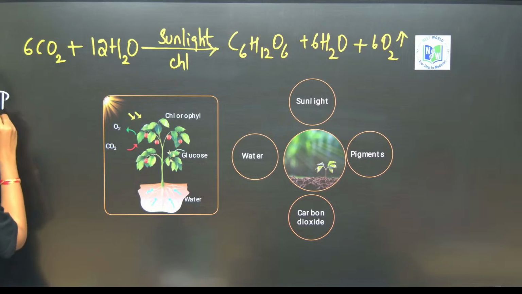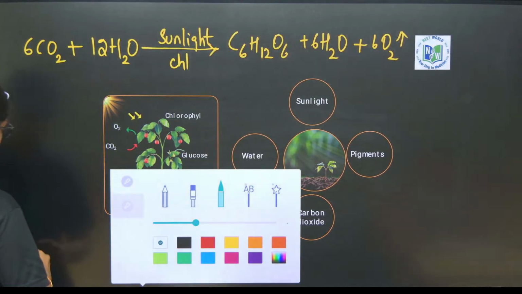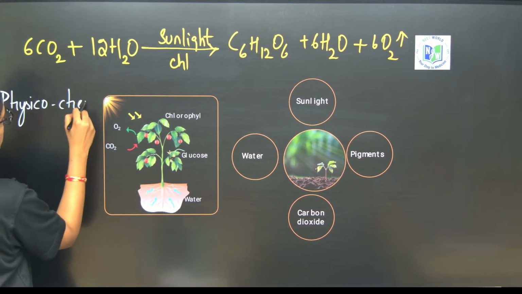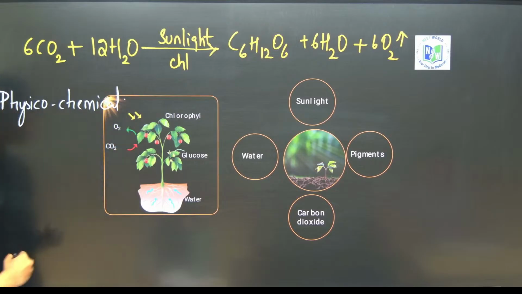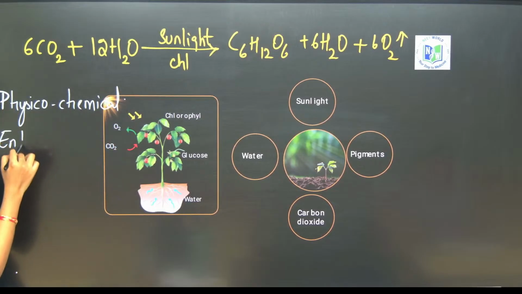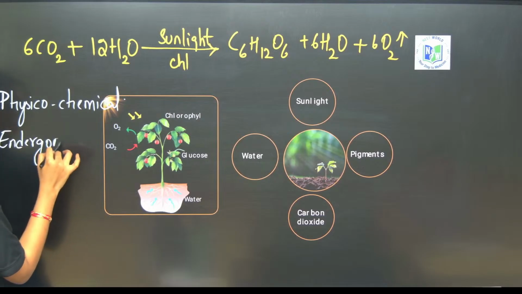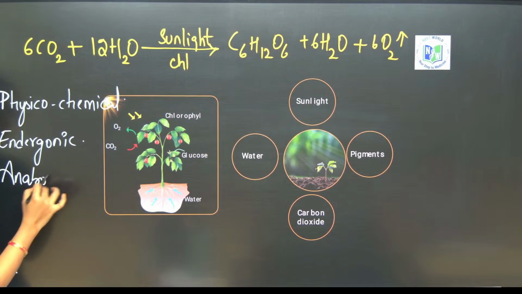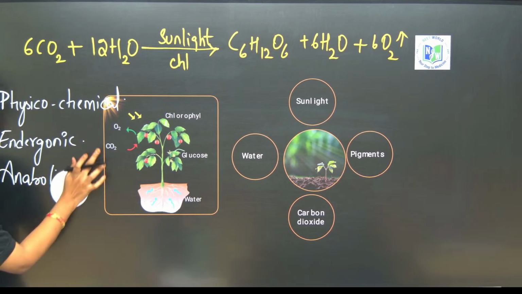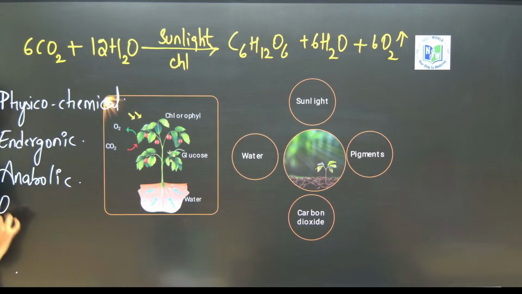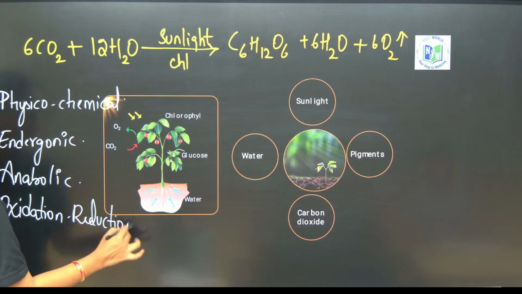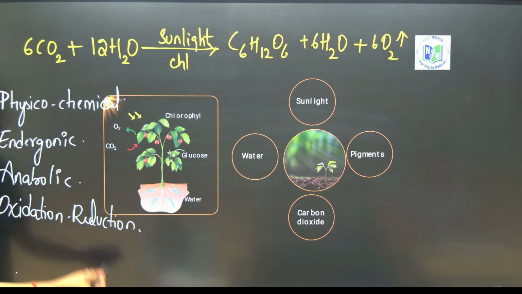Photosynthesis is also called as physico-chemical process. Fine. This is also called as endergonic process. Okay, also called as an anabolic process, and this is an oxidation reduction reaction process. Both oxidation and reduction occur. Okay, let us understand each synonym one by one.